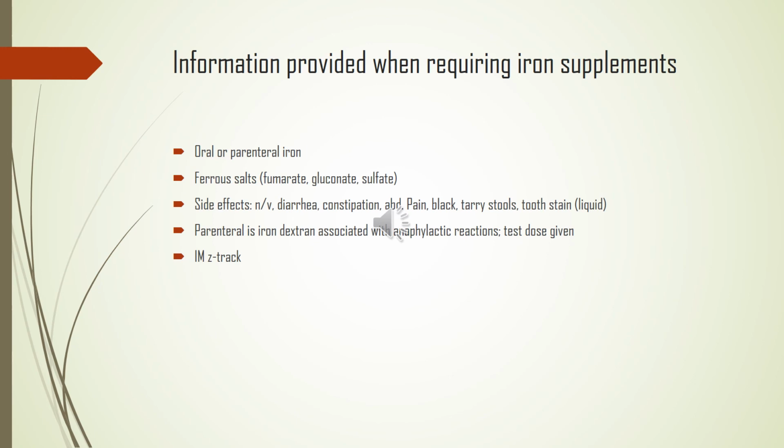Parenteral iron is iron dextran, and it's associated with anaphylactic reactions. Test dose given. In other words, if you're not sure and you're giving them the iron dextran, give them a little bit and kind of watch them for it and see. They don't give it very much. If you're giving it IM, use the Z-track method with it.